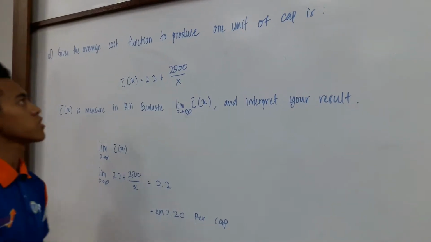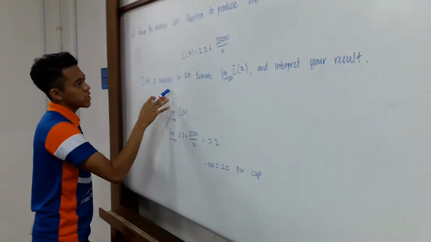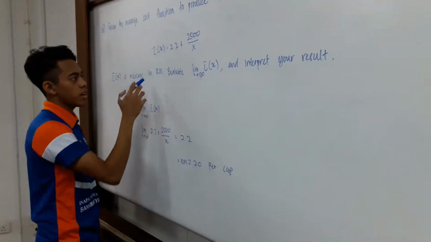So the next question is: given the average cost function to produce 1 unit of gas is given as this function, measured in Rm. We need to find the cost in Rm.